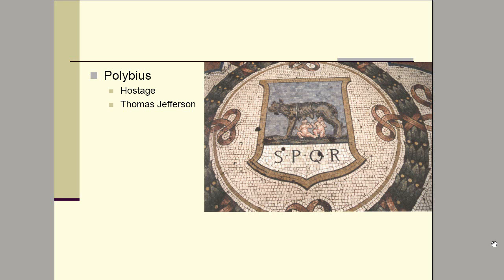So Polybius is taken as a hostage to ensure the good behavior of his city-state back home, and he is also a scholar, and he also writes about Rome, and he writes actually a universal history about Rome and about the whole Mediterranean basin.